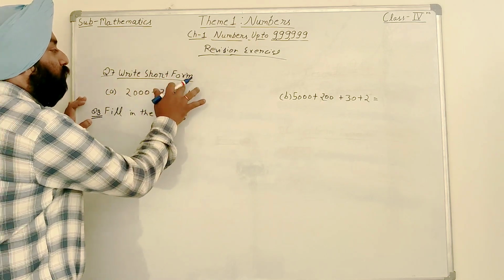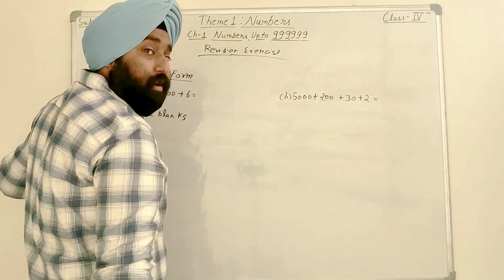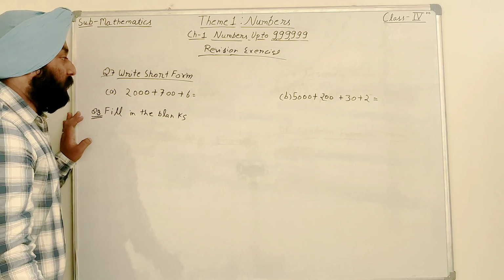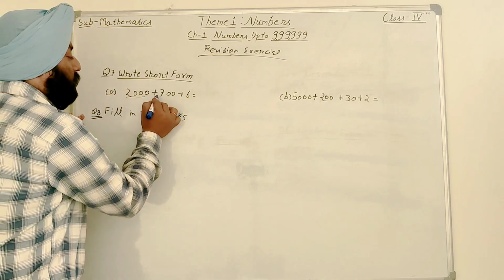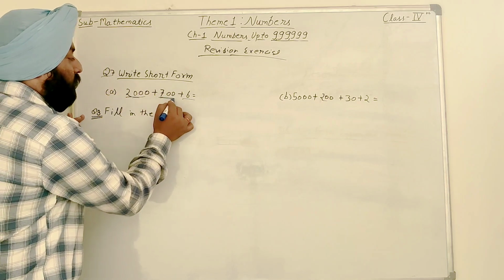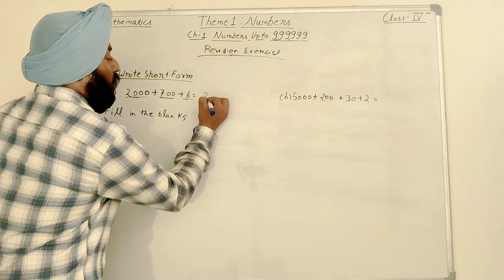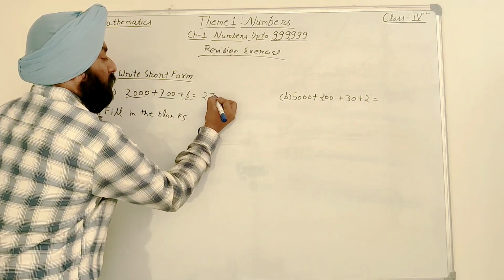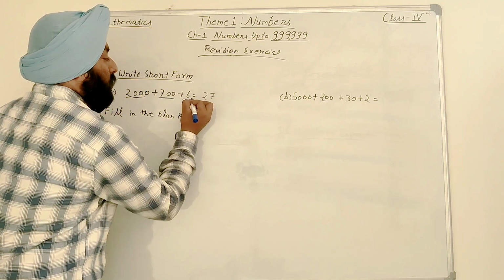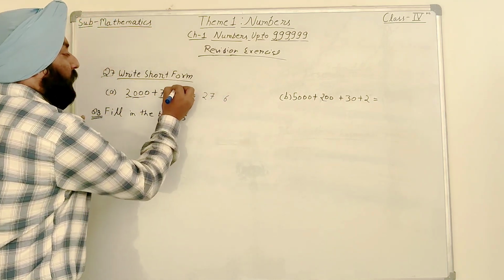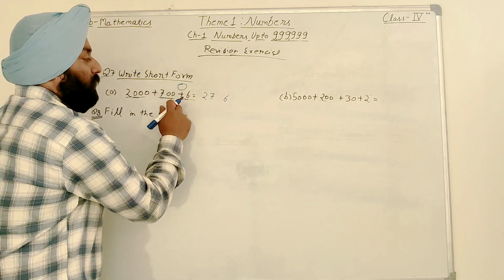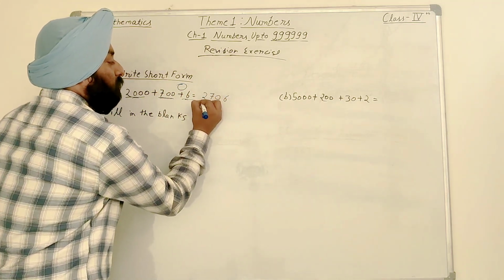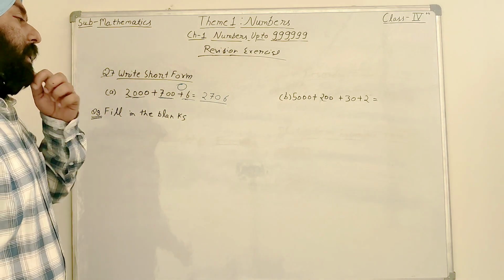Write short form. We write our expanded form, extended form. Likewise, we have to shorten it down after expanding. So 2706, then 2706. Tens place is vacant. There is no tens place. So we have to write down 0 at that place.